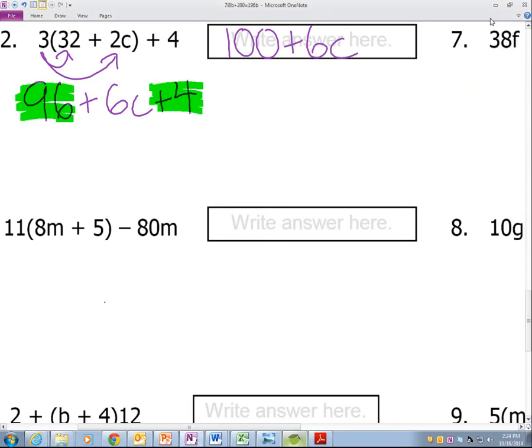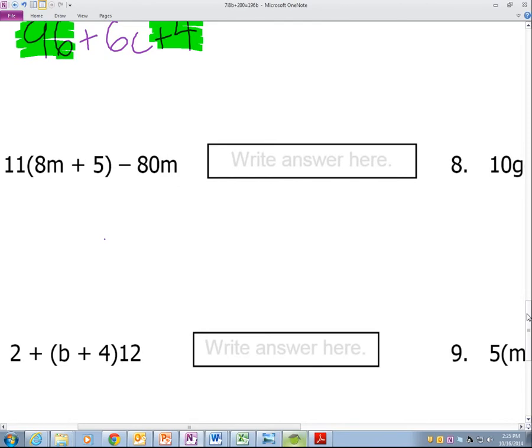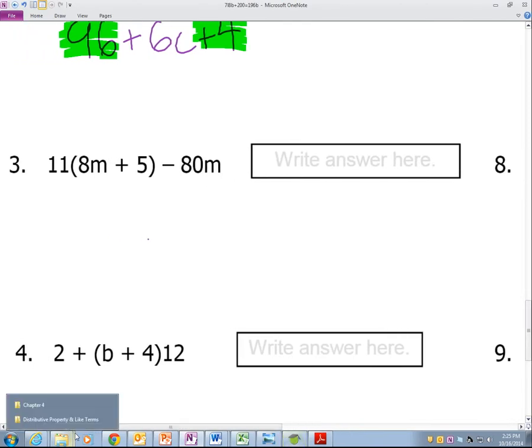For part C? Yes. Which one are you looking at? Okay. So the correct answer for what number is that? Number 2 is 100 plus 6C. 100 plus 6C. C is in caterpillar.